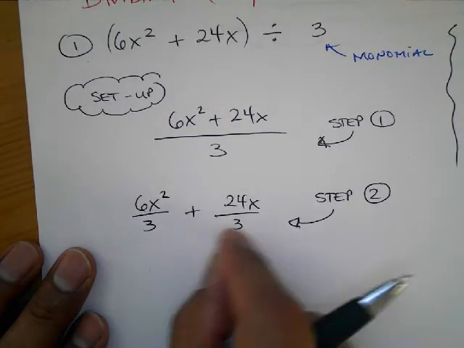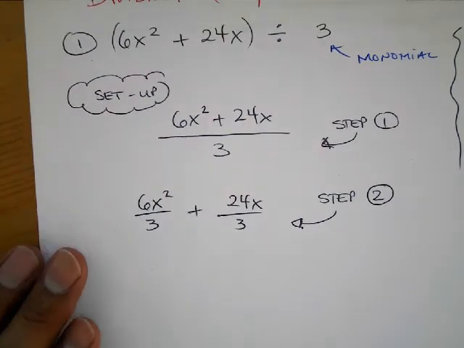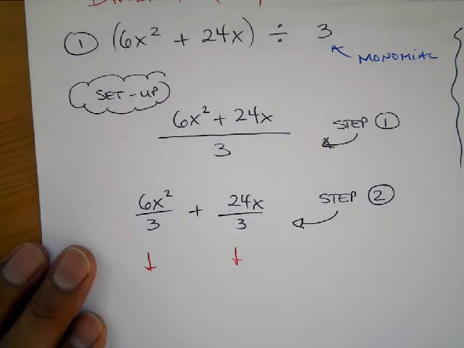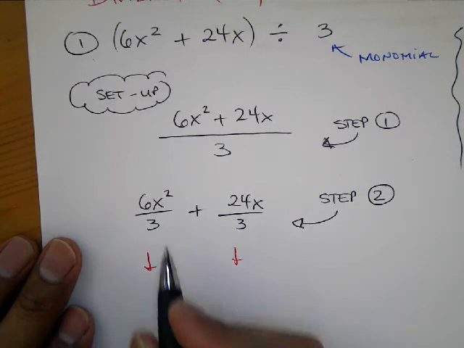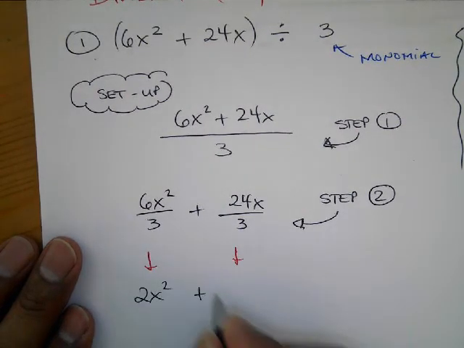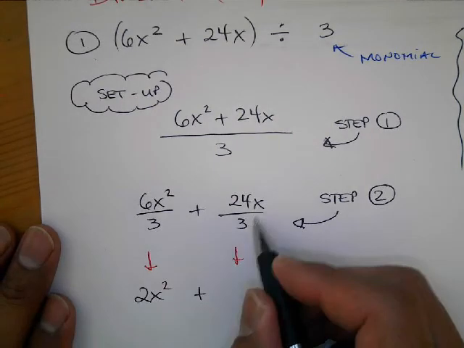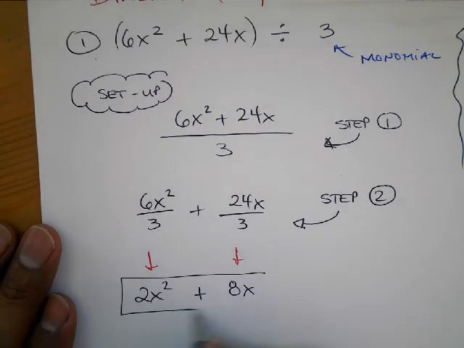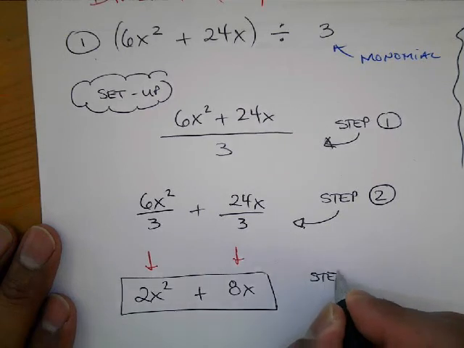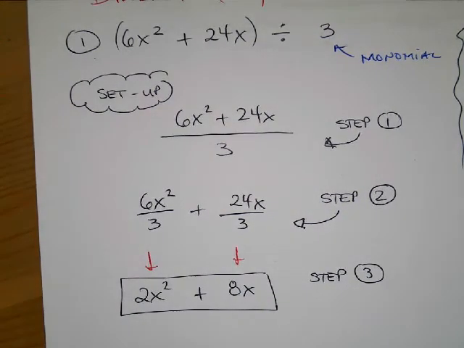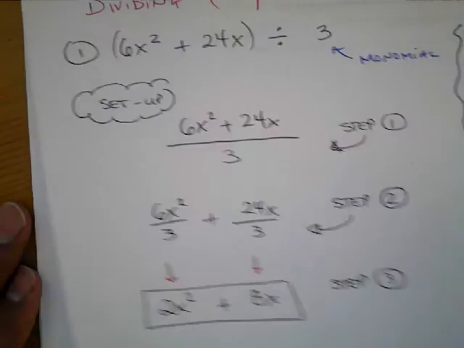And now step 3 is, now you just have separate little individual problems. Step 3 would be to just reduce this one. Look at the 6 and the 3. The 6 divided by 3 reduces. You get 2x squared plus, and then the 24 divided by 3, well, that's 8 with an x, right? And that would be step 3, to reduce each term individually. Yeah? Okay, that was an easy one.